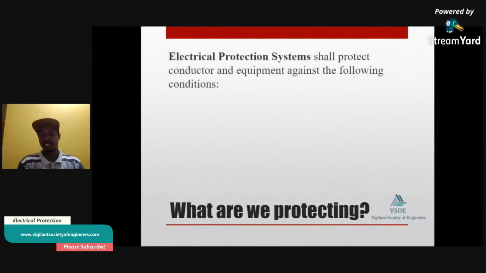Now, what are we protecting? An electrical protection system shall protect conductors and equipment against the following conditions, such as high ground fault, short circuit, burn down, and fire.